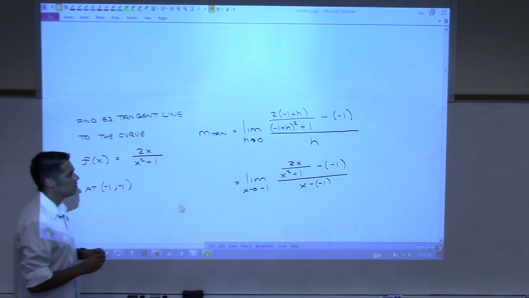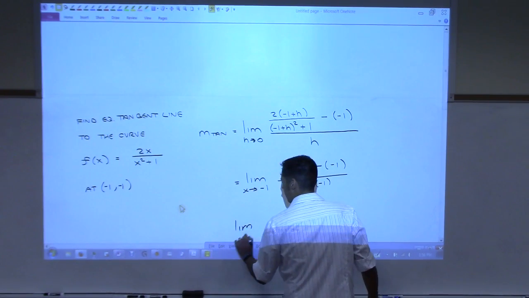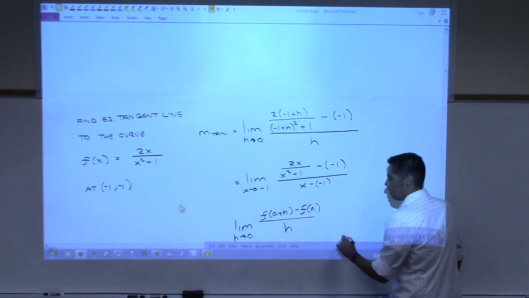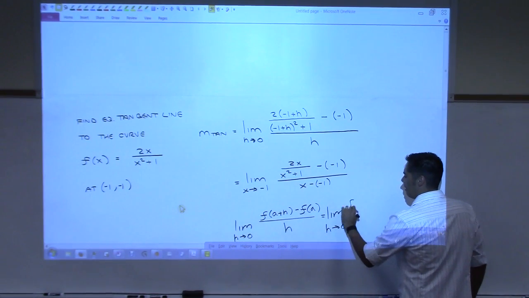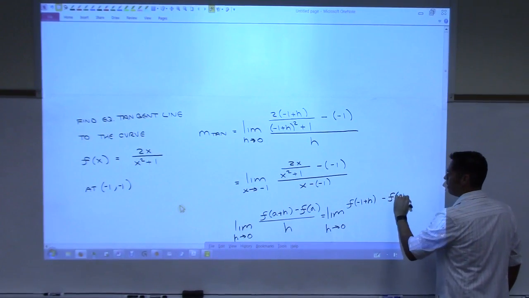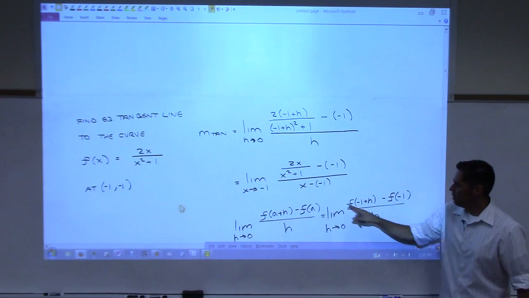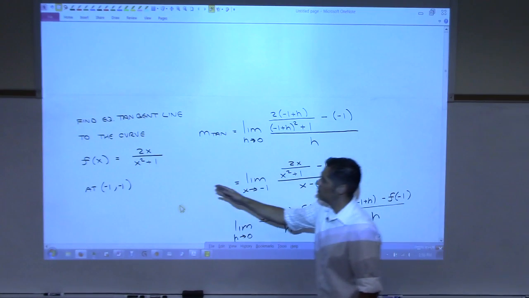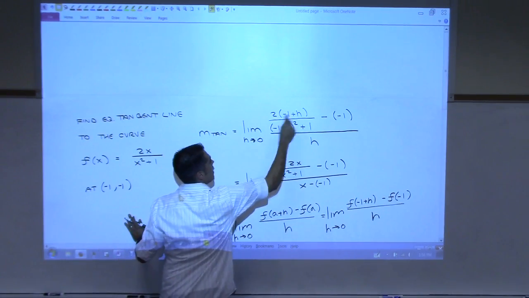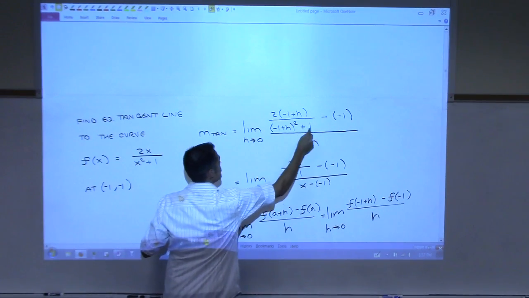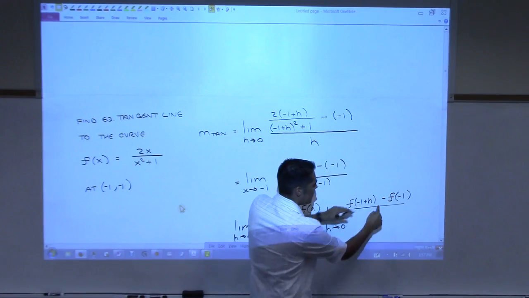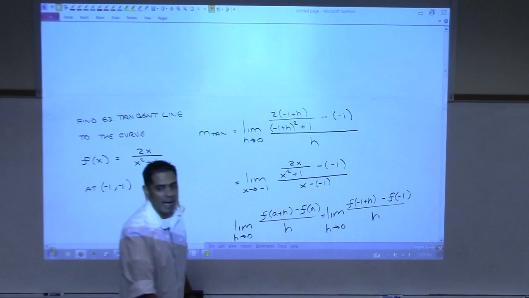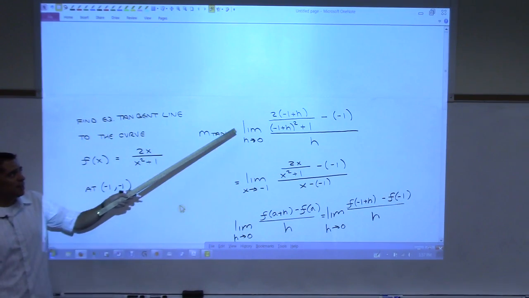Which one are you using? H to 0? Yeah. So you're using limit h goes to 0, f of a plus h minus f of a over h, which for us would be limit h goes to 0, f of negative 1 plus h minus f of negative 1 over h. So replacing a with negative 1. Plug negative 1 plus h into the function: 2 times that, over negative 1 plus h, plus 1. Then subtract from that f of negative 1, which is negative 1, so I'm subtracting negative 1. Anyone else need help getting to this step?